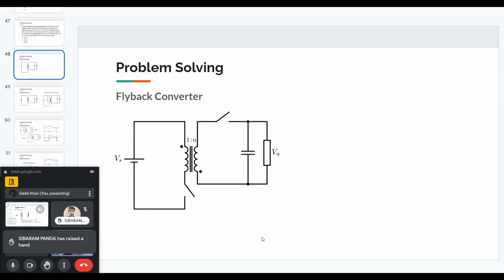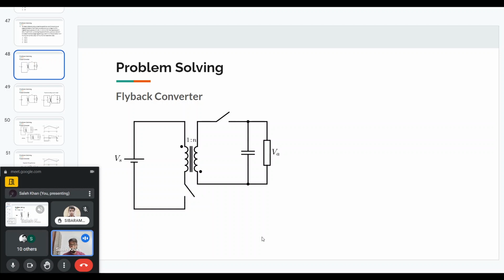Sivaram, you can either ask your question quickly or you can type it in the chat. So you can unmute and ask as quickly as possible, or you can just type in the chat and I will read it.